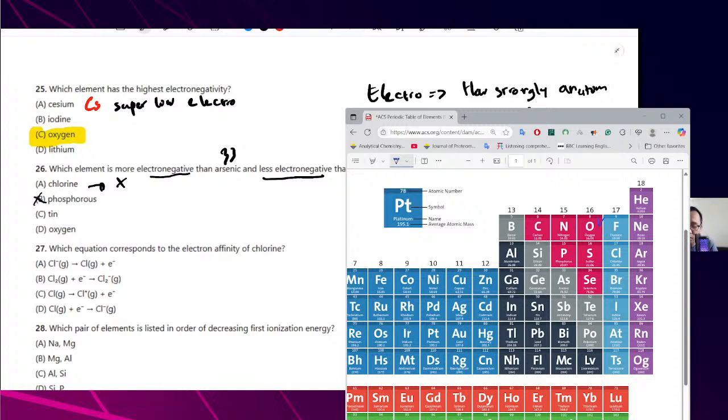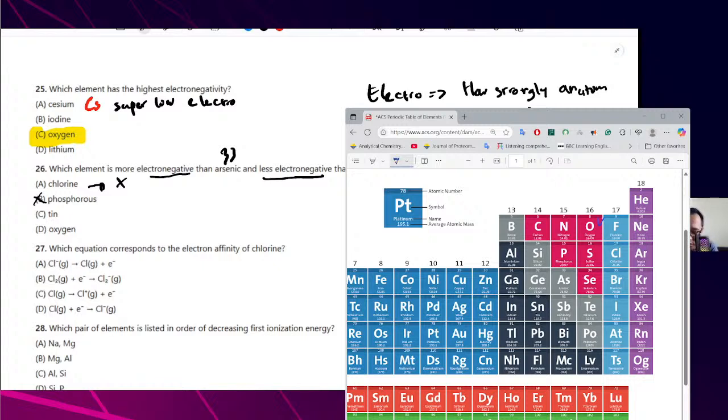Okay, so please, when we are asked which one is more electronegative and which one is less electronegative, if we need to know the value between two elements, check their vertical neighbor first. Okay, check the vertical neighbor first. All right.